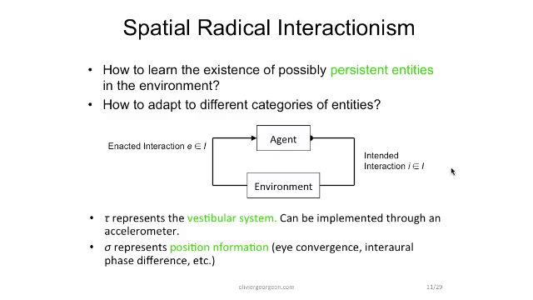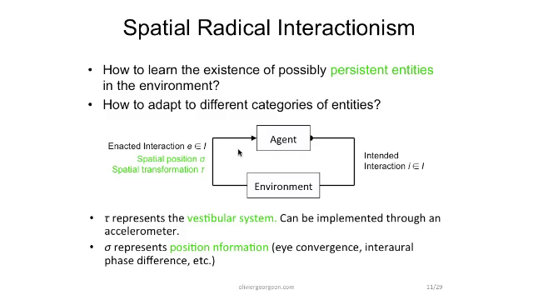So to address this problem, we will provide the agent with additional information. In addition to the intended interaction and the enacted interaction as I introduced previously, we will provide two additional pieces of information. First, spatial information, called sigma here. We will simulate the capacity of the agent to perceive where its interaction is situated spatially.